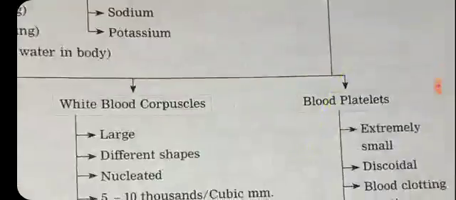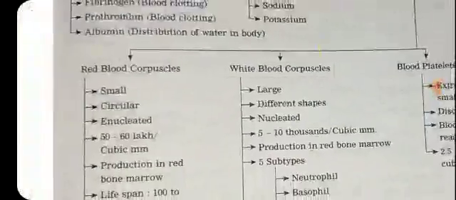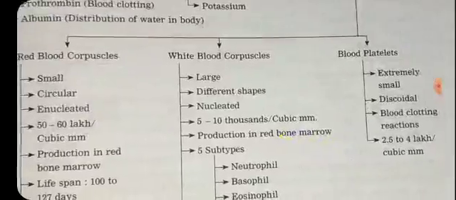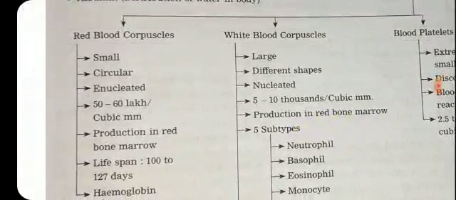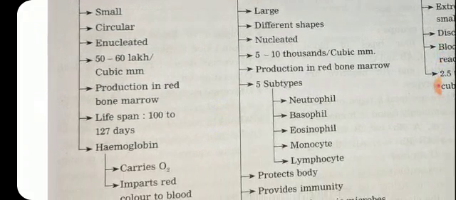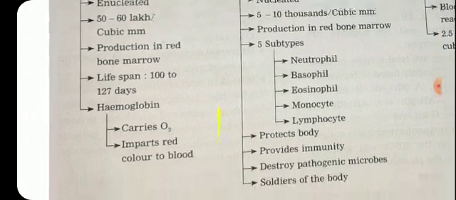Blood cells are of three types: red blood corpuscles, white blood corpuscles and blood platelets. Red blood corpuscles are small, circular in shape and enucleated. Their number is 50 to 60 lakh per cubic millimeter. They are produced in red bone marrow and the lifespan of RBC is 100 to 127 days.